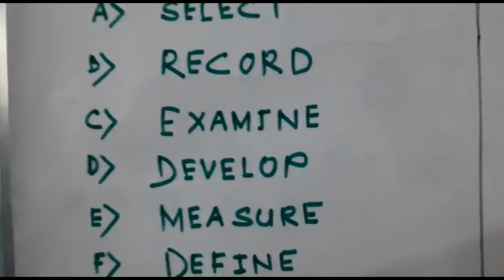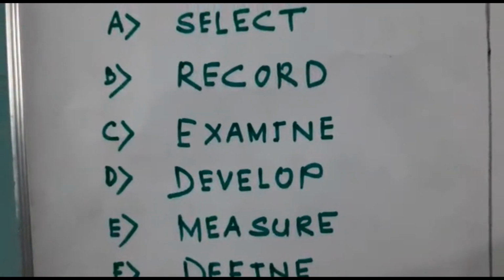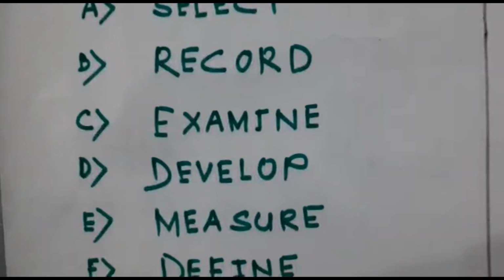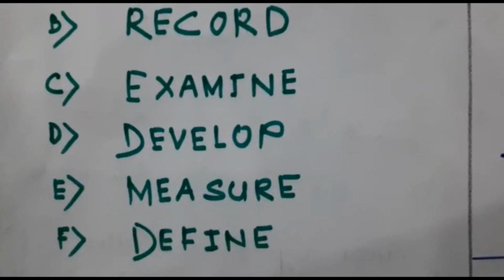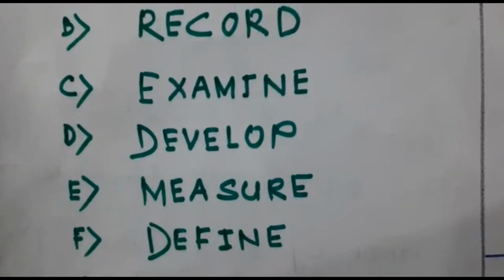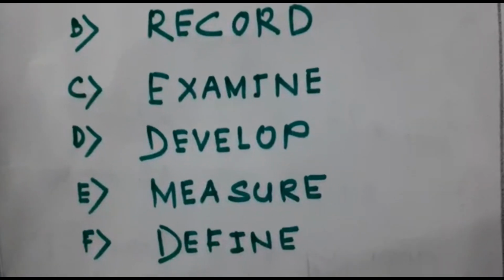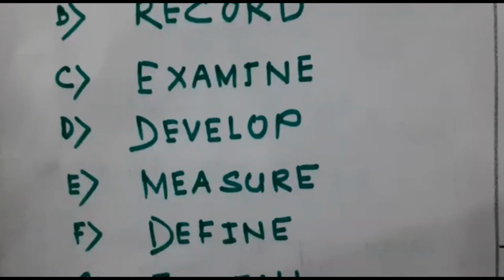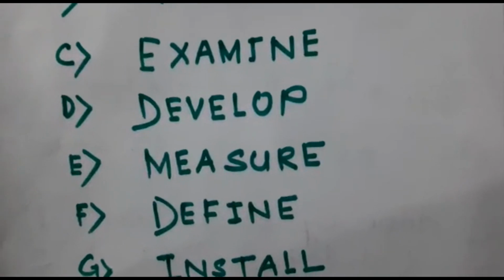So by doing this, the industrial engineer tries to find out what can be the scientific or the economical method of doing the job. Once he does that, the next step is he develops the scientific method of doing the job, and this step basically refers to method study. Once the scientific or economical method of doing the job is developed, then the fifth step is measure.